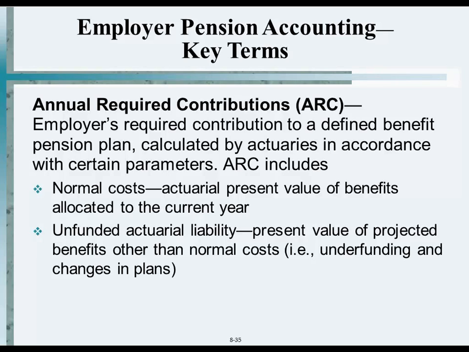So GASB came out with a statement which says, employers, if you do not recognize this as a liability, you saw that OPEB liability in the state was like 12 or 18 billion, right? If you don't recognize this, if you don't fund it, you have to show it as a long-term liability on your financial statement.